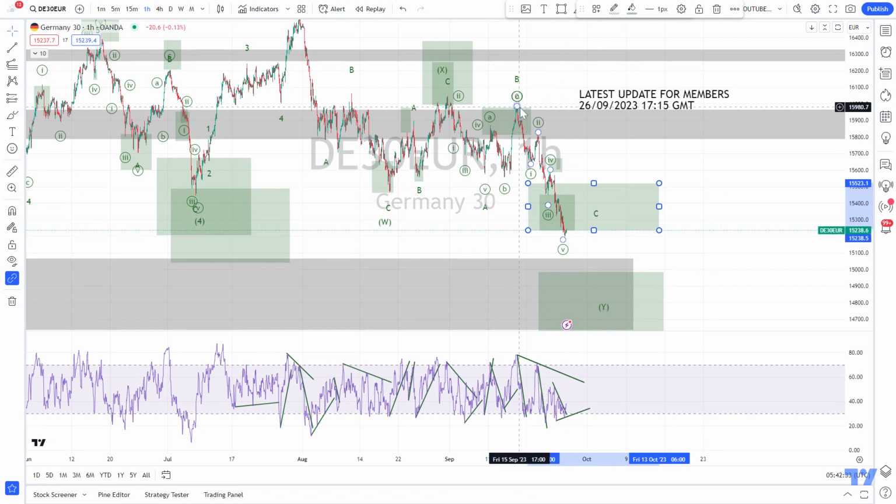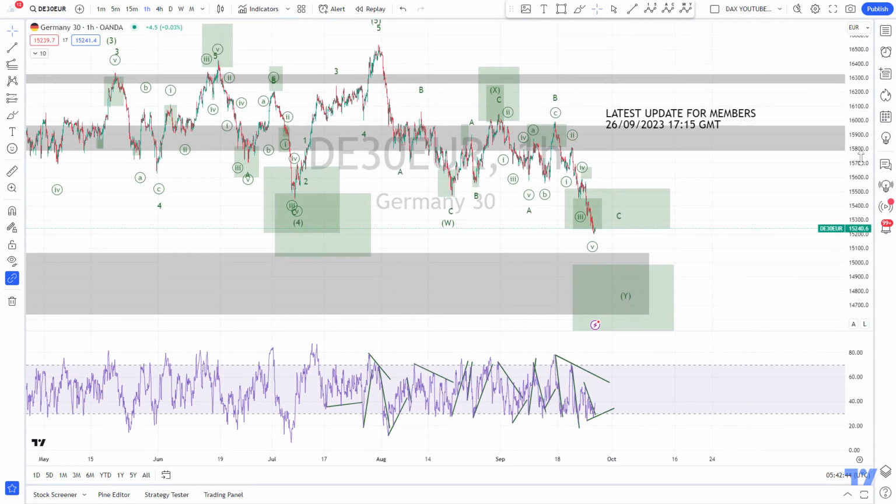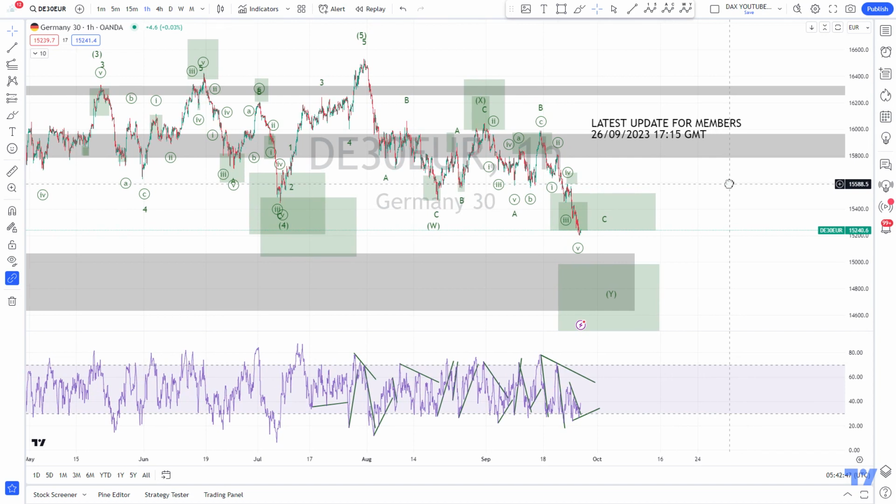But I mean, okay, we have 5 waves, but this wave C can also be extended. So kind of difficult situation for an entry, for a long entry. If you were short, I would already have taken my profit, because everything is here for a reversal. We can start to go up, but an entry for a short might still be risky here at this point, although there is potential that we start to go up.